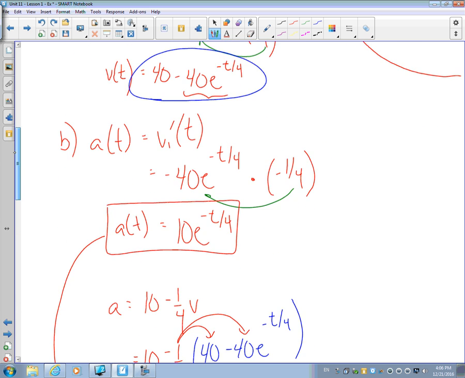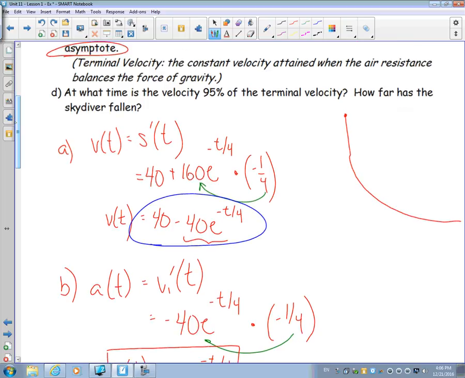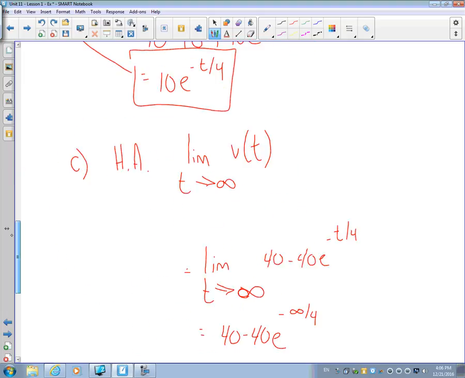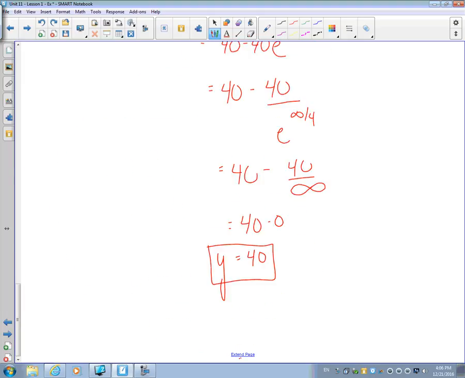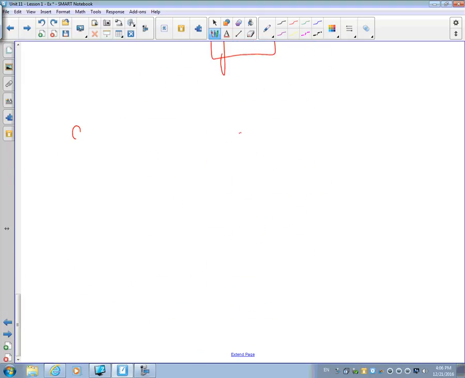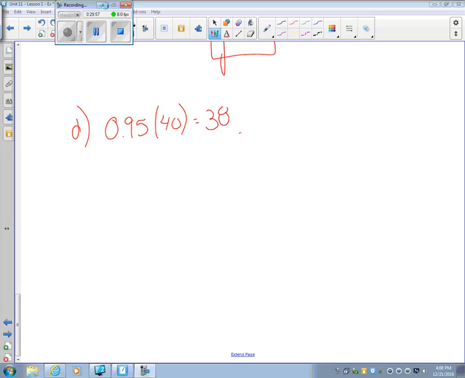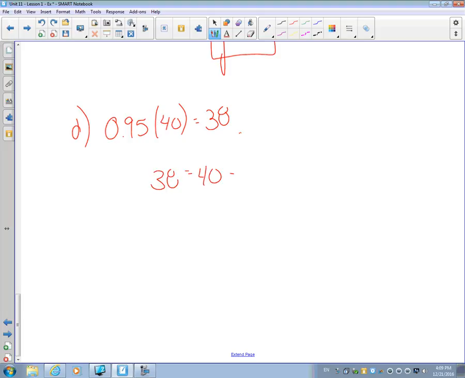Okay, last part. At what time is the velocity 95% of the terminal velocity, and how far have they fallen? Okay, so part D. I want to figure out when do we hit 95% of terminal velocity, in other words, of 40 meters a second. So 95% of 40, 38. So when does our velocity hit this? Okay, so what do we know? We know our velocity equation, negative t over 4. That's come out to 38. We want to solve this.